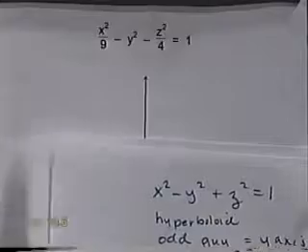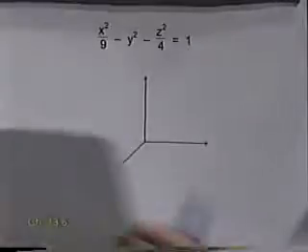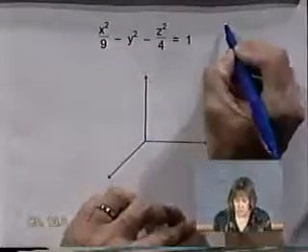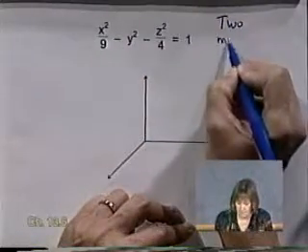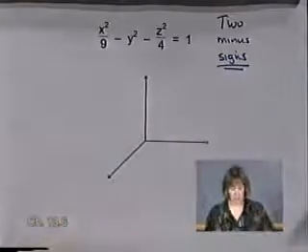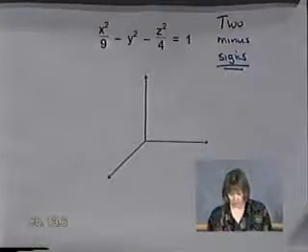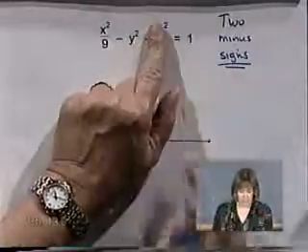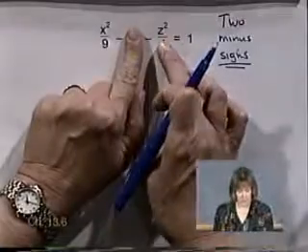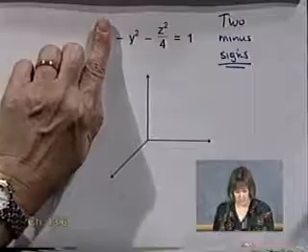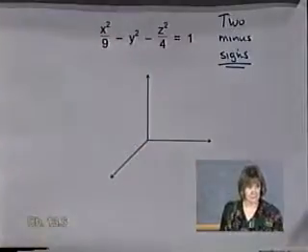Okay, we have one more we've got to look at. This one, notice the equation looks very similar to what we had a few minutes ago, but notice what do we have? We have two minus signs. And in a few minutes you'll find that when you have two minus signs, notice if you let z be 0, you get a hyperbola. If you let y be 0, you get a hyperbola. And if you let x be 0, you're going to get nothing. We'll talk about that in a minute.